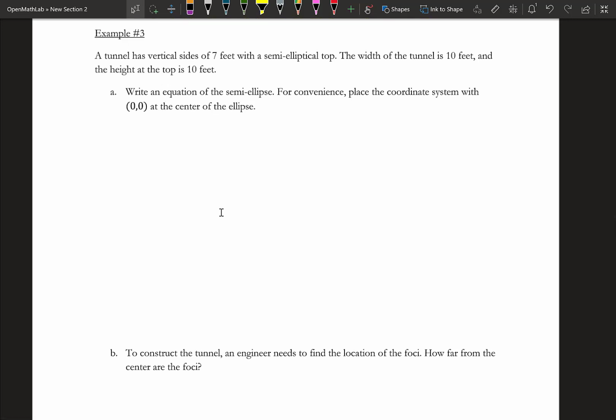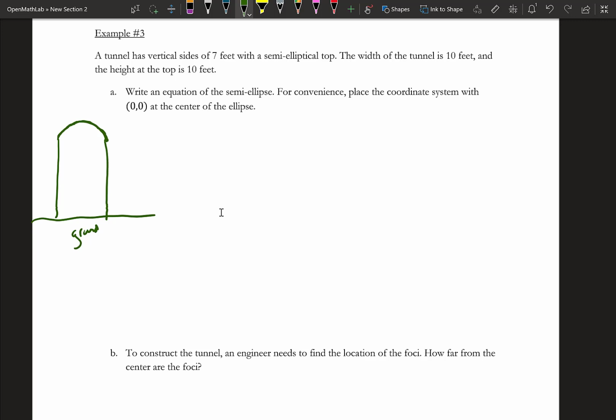So example 3, what we have is a tunnel has vertical sides of 7 feet with a semi-elliptical top. The width of the tunnel is 10 feet, and the height at the top is 10 feet. Right, so if we try to draw this a little bit, it's like maybe here's the ground, and here's the tunnel, and it has a semi-elliptical top, so something like that. Right, so semi-elliptical is like half an ellipse, right? Just like a semicircle is half a circle, right?